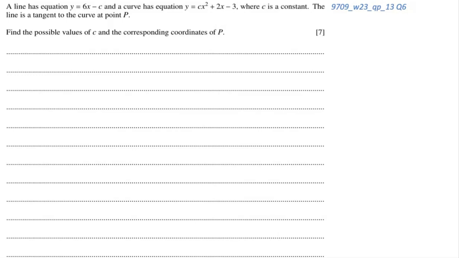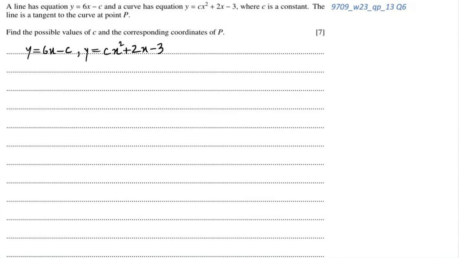A line has the equation y equals 6x minus c, and the curve has the equation y equals cx squared plus 2x minus 3. So it looks like a similar question compared to the previous one, where c is a constant. Well, let's see the condition. The line is a tangent to the curve at point P. Find the possible values of c and the corresponding coordinates of P.